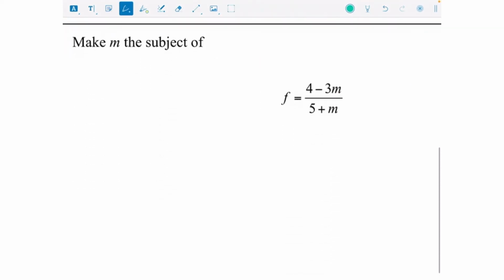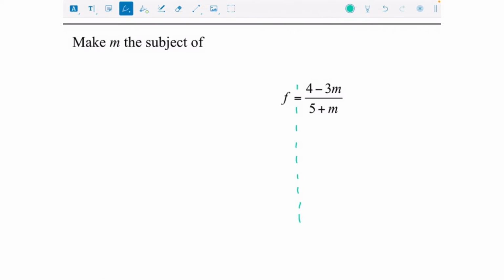Make m the subject of this formula. Now notice I've got an m here and I've got an m up here. So this one's slightly more challenging because it appears more than once. But our method is going to be the same. Okay, we're making m the subject of the formula. First thing we're going to do is a dotted line, and we need to get rid of this fraction. So to get rid of the fraction, we're going to multiply by the denominator.